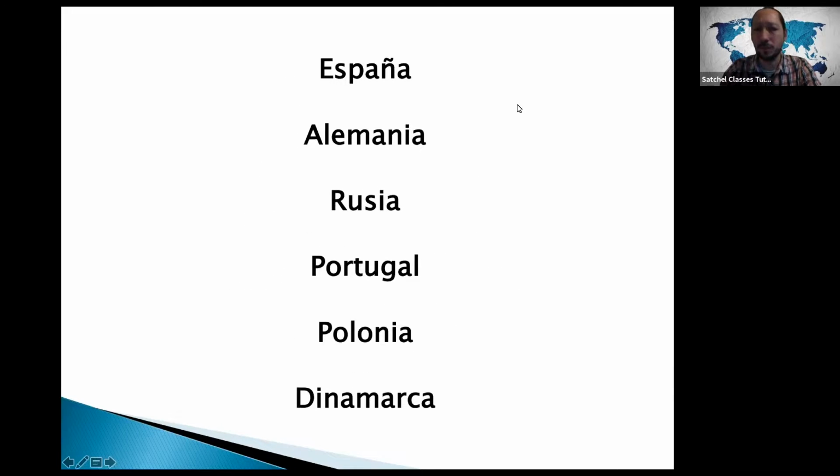What about some countries in Europe? Well, we have España, Alemania, Russia, Portugal, Polonia, Dinamarca. And the reason why I chose these countries is because their nationality is slightly harder than the previous ones that we've seen. So if you're able to remember them, that's going to be good for you, because you can actually use these as words in your writing section or your speaking section of your exam.